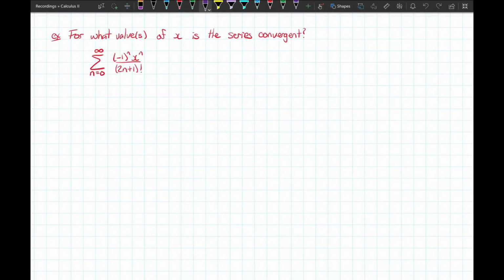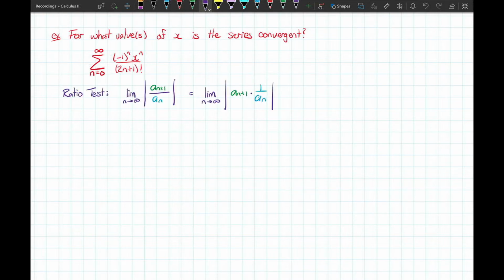Let's take a look at this power series that also seems to be alternating. We have -1 to the n, x to the n all over 2n plus 1 factorial. For what values of x is this series convergent? Well, the moment that we see factorials in there, the most useful test here might be the ratio test. Now remember, with the ratio test, we are going to be taking the ratio of a(n+1) over a(n), taking its absolute value, and looking at the limit as n goes to infinity.